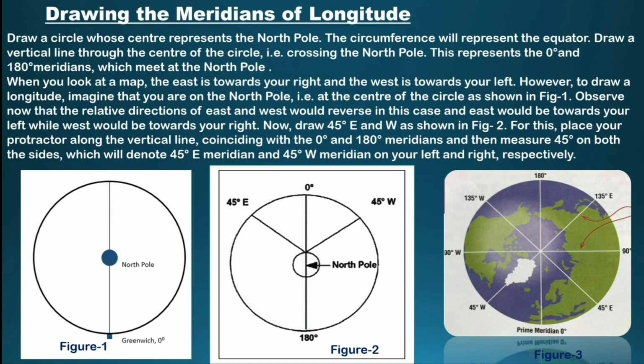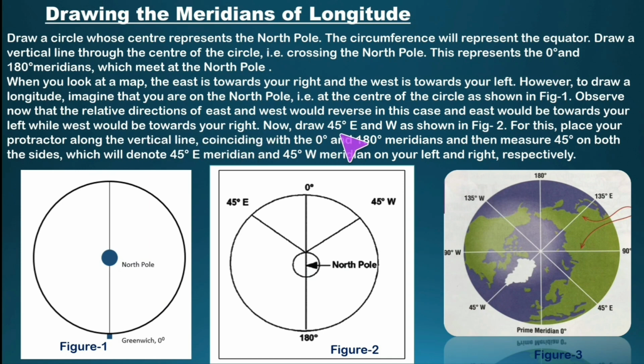When you look at the map, the east is towards your right and west is towards your left. However, to draw a longitude, imagine that you are on the North Pole, that is, at the center of the circle as shown in the figure. Observe now that the relative directions of east and west are reversed. East would be towards your left while west would be towards your right.